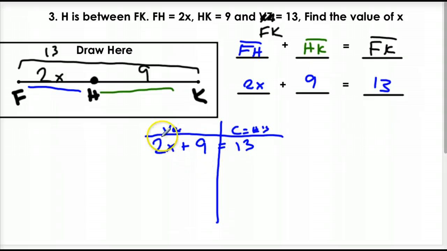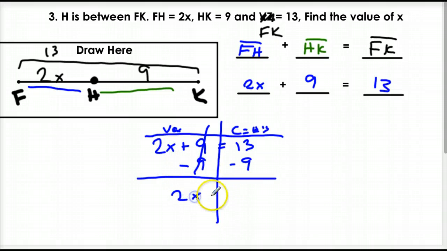So let's look at this. First thing we're going to do is move this 9 over. To move it to the opposite side with the numbers, we need the opposite operation, so that's subtracting 9 from both sides. Now when I do that, this cancels out. I bring down my 2x, and that equals 13 minus 9, which is 4.